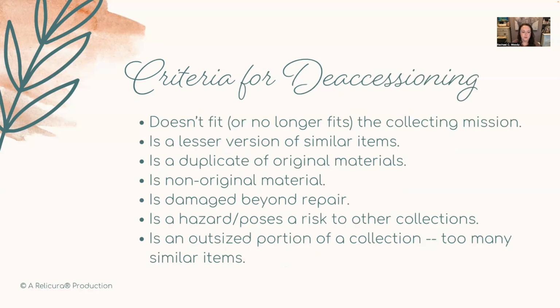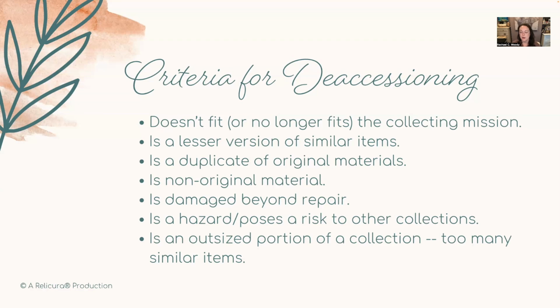Criteria for deaccessioning. This is the typical stuff that pretty much everybody should have in there, in addition to your special case kind of criteria. First of all, the item doesn't fit or no longer fits your collecting mission, is a lesser version of similar items, or is a duplicate of original materials, especially looking at archives with photocopies, etc. And similarly, is a non-original material. For both archives and museums, the type of collection items you should be acquiring for the most part should be original.